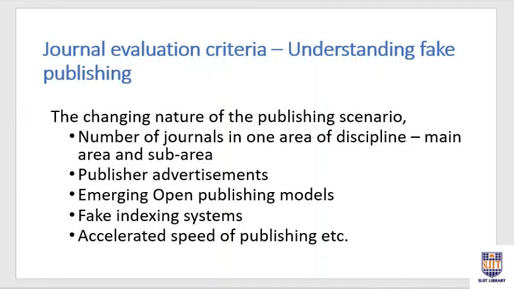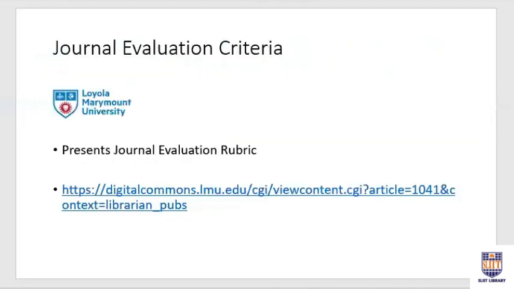And they have fake indexing systems, as I have told you earlier, and accelerated speed of publishing. Some take about 1 or 2 months, but mostly it is within 2 weeks that your articles are published. So it is very, very important for you to understand these journals. Who are they and what are the journals?